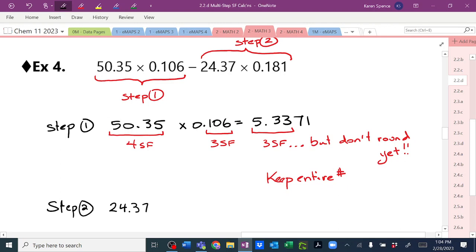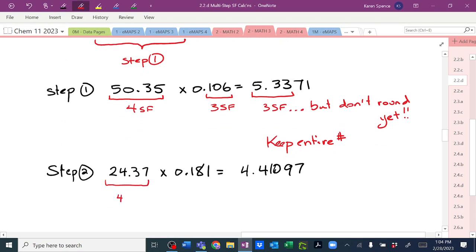$24.37 times 0.181 equals 4.41097. And once again, this is a multiplication, so we look at our number of sig figs: 4 sig figs, 3 sig figs. So this would be 3 sig figs.